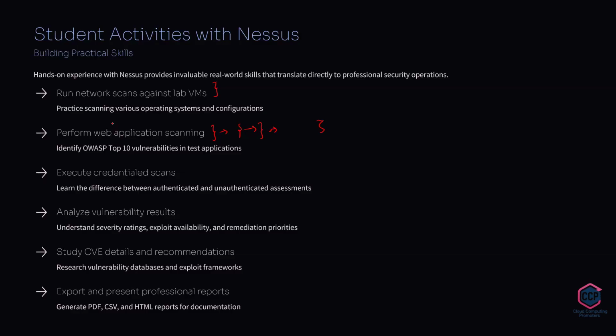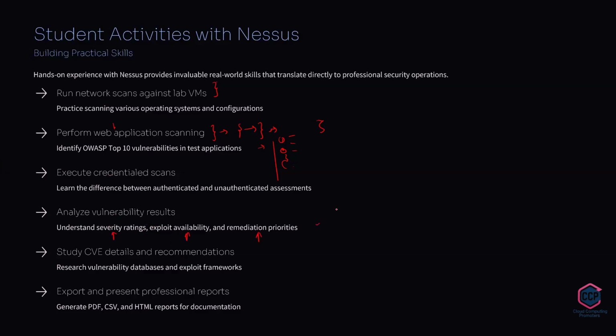We can perform web application scans using the OWASP Top 10, which lists 10 strategies a hacker can use to attack. Based on that, it will tell us what is vulnerable. We can also execute a credential scan, which checks whether there are any open or weak credentials of good accounts or employee accounts. Then we analyze the vulnerability results, where, as we have already discussed, severity, exploit availability, and remediations are given.